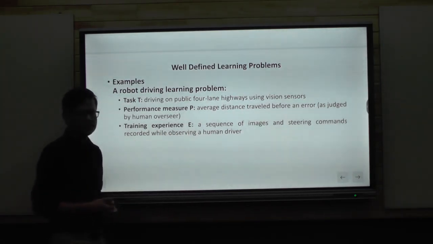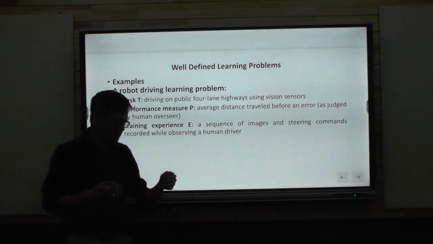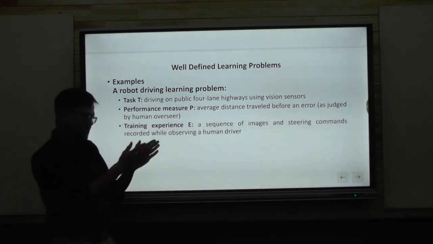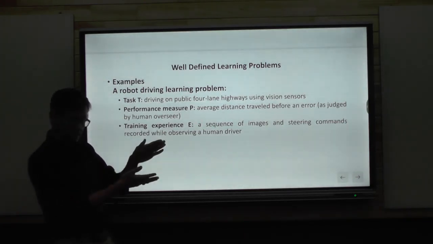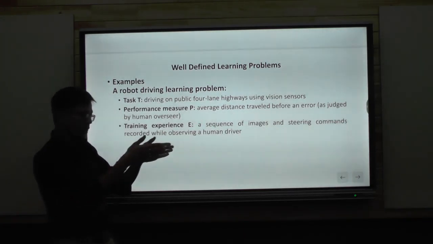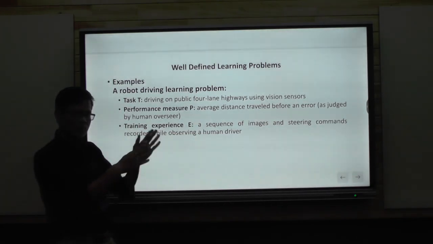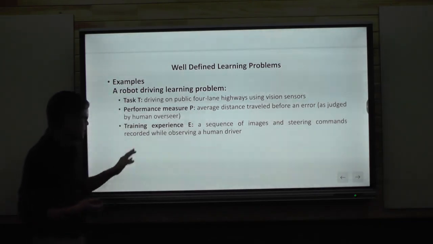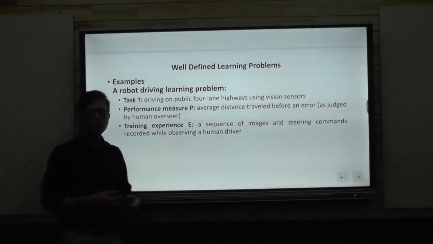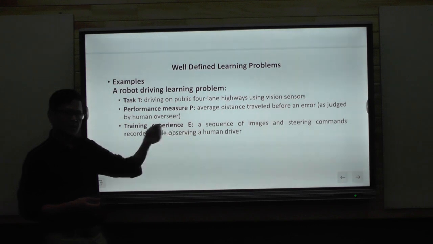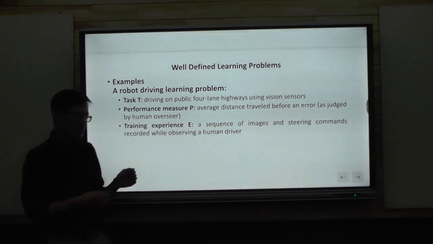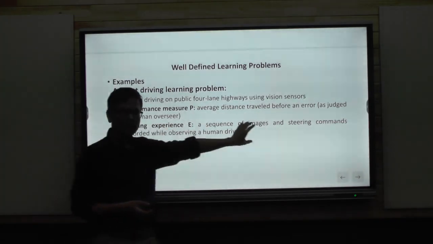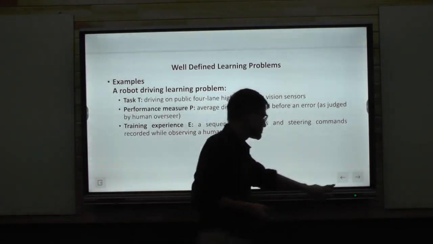Training experience E, that is, you have a sequence of images and steering commands. So an image is fed and you have to take a steering command, whether you have to keep it straight or move left or right, and it is recorded by observing a human driver. So you have an image you are capturing, and steering commands, and a human is driving. So that is your training experience.